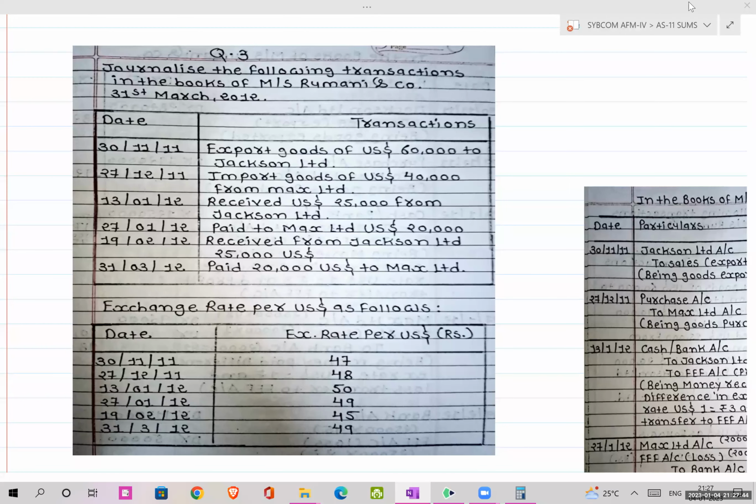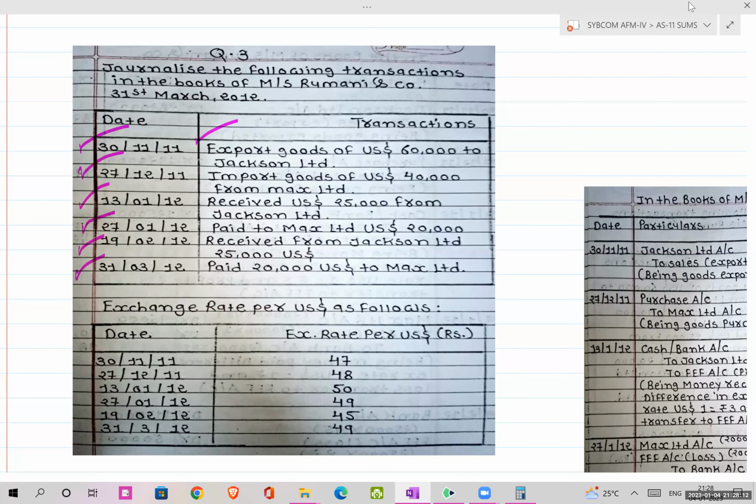Yeah, welcome back, students. Let's move on to the third question. The question is on the screen. Journalize the following transactions in the books of Rumney and Company, 31st March 2012. These are the transactions that are given. These are the dates: 30th 11, 27 12, 13th January, 27th January, 19th Feb, and 31st March. The transactions are mentioned.